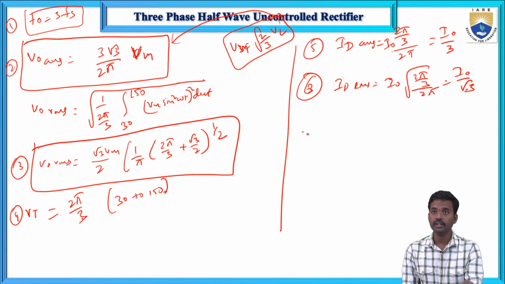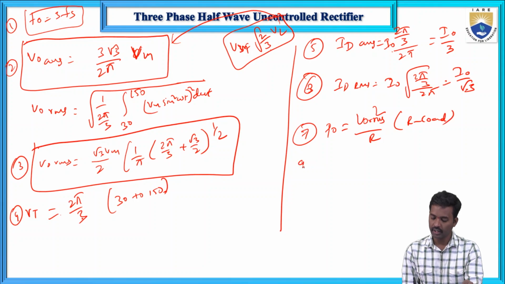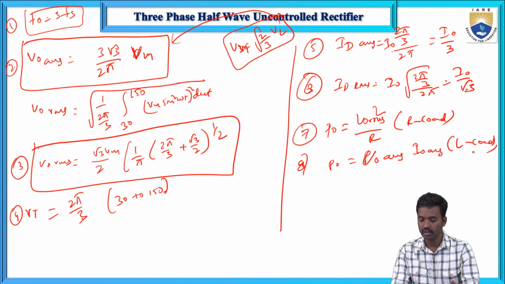And next, the seventh one: P naught, the output power, equals V naught RMS square by R. This is for R load. And the eighth is P naught equals V naught average value and I naught average value for L load. So these are the main important points.